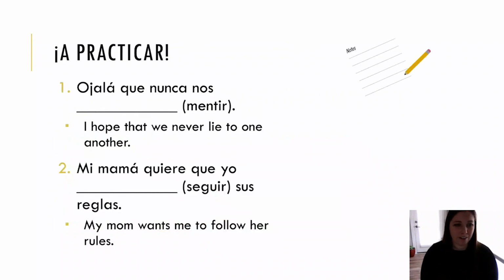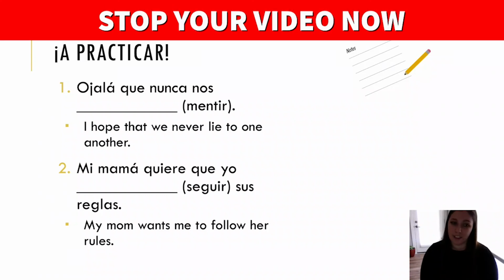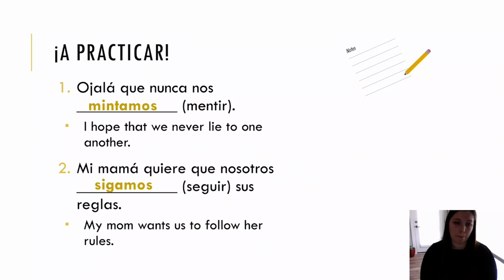Vamos a practicar. We have 2 sentences once again. We have mentir and seguir as our verbs to conjugate. So go ahead, pause this video, take your time, read the sentences, and figure out the answers.